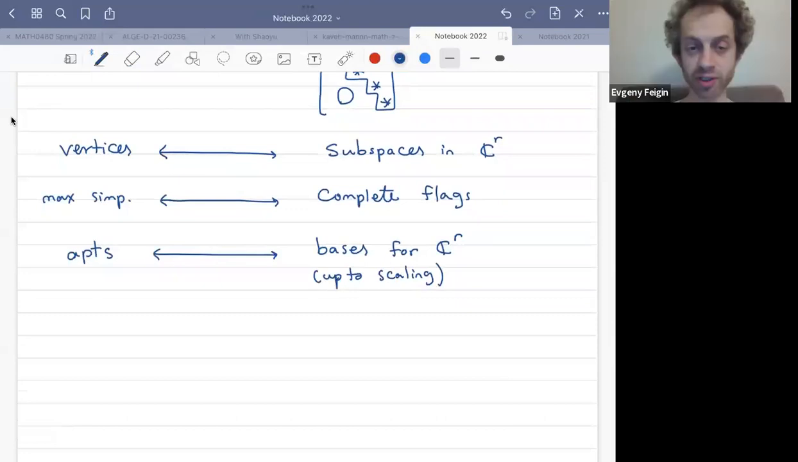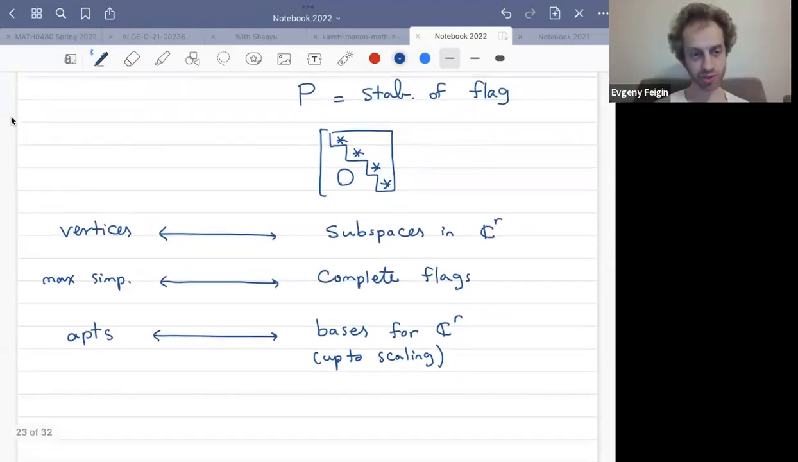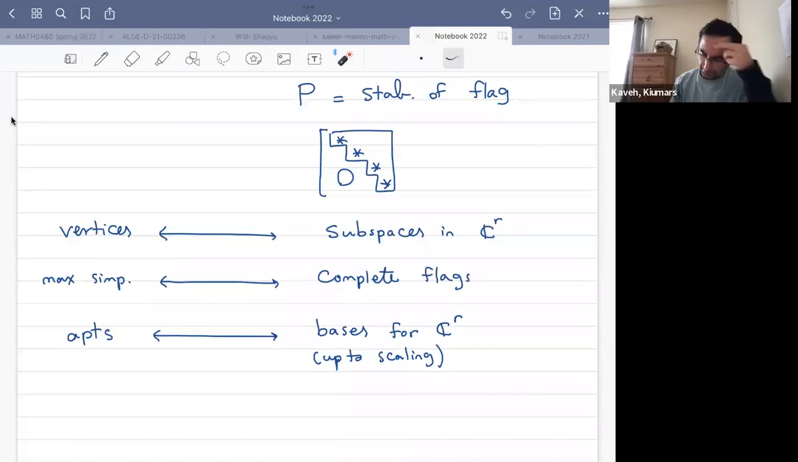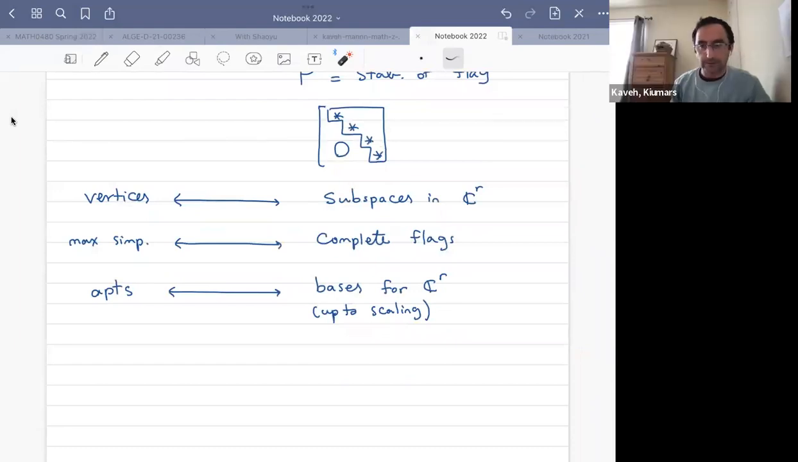I'm sorry, you are saying that vertices correspond to arbitrary subspaces, right? Yes, yes. I think I have to take non-trivial subspaces, not zero. I have to exclude 0 and C^r. So in other words, you're saying that vertices are parameterized by the union of Grassmannians. Is that right? Yes, exactly. I see. Vertices are the union of Grassmannians. Yes. Apartments are bases, and then simplices.